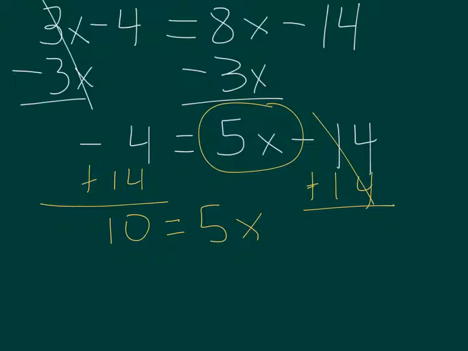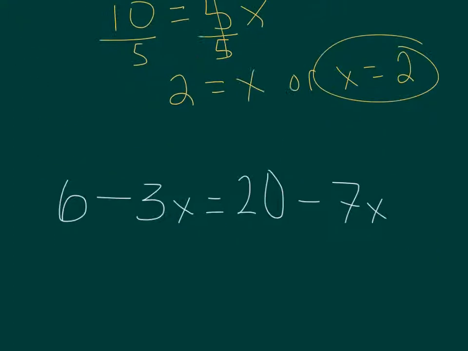Now to solve for x, I can divide each side by 5. 10 divided by 5 is 2. 5 divided by 5 is 1, or just x, so 2 equals x, or I can rewrite that as x equals 2.